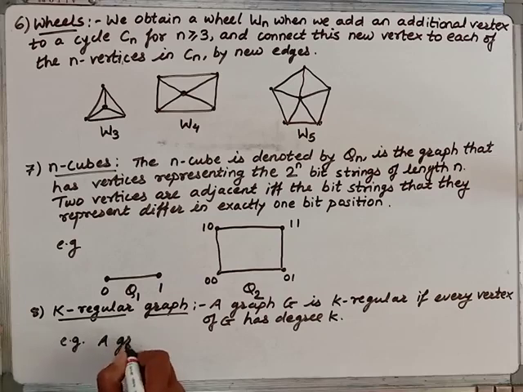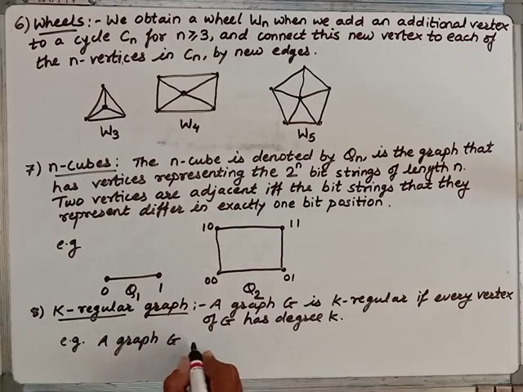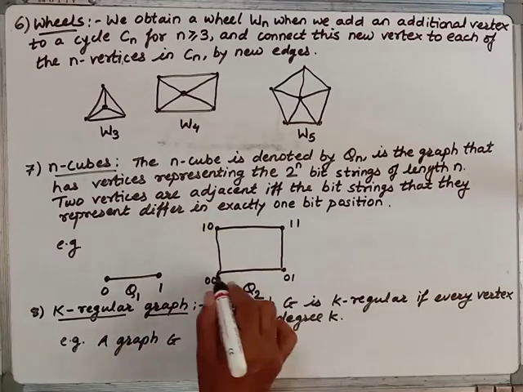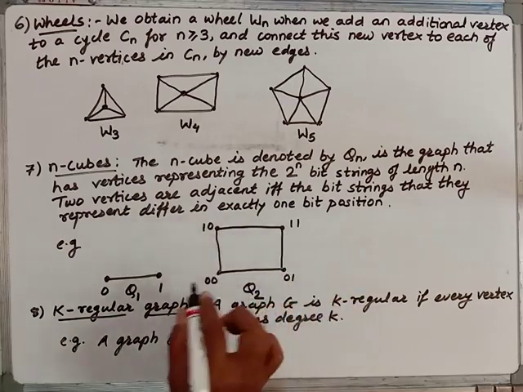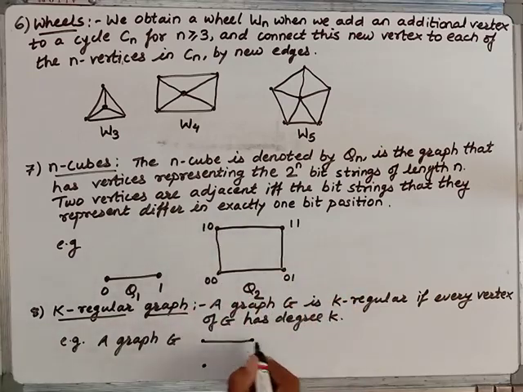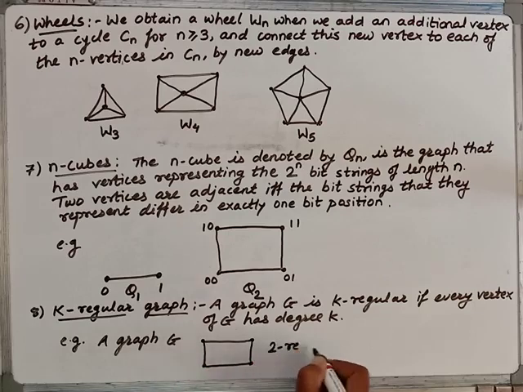For example, suppose this graph G is given. This one also you can check. Here degree is 2, here 2, 2, 2. Every vertex has the same degree, then that is a K-regular graph. So I can say this is a 2-regular graph.